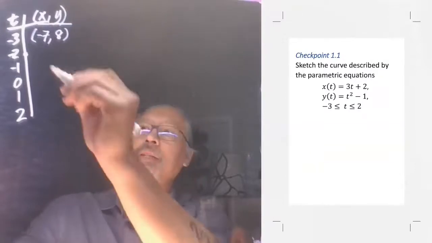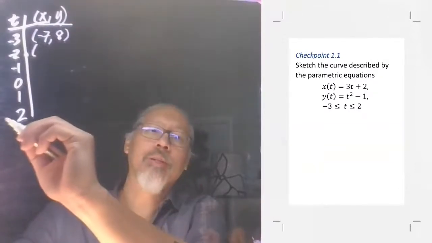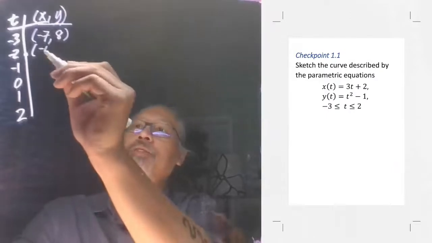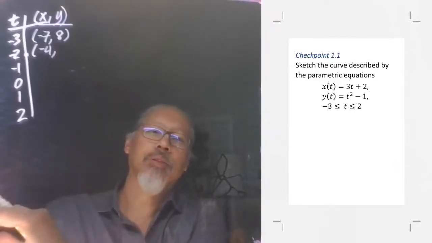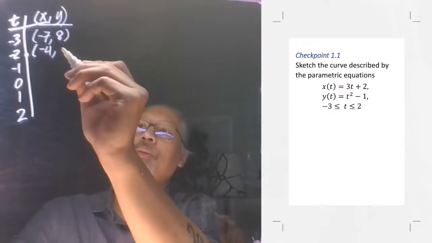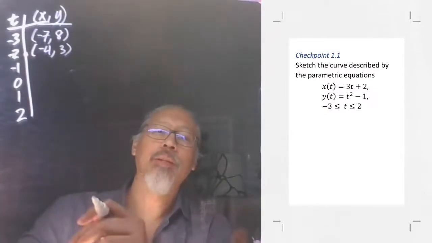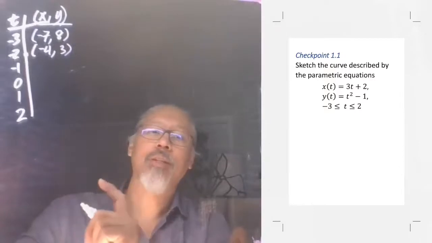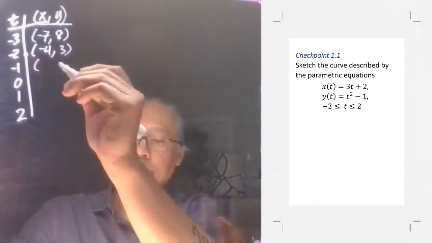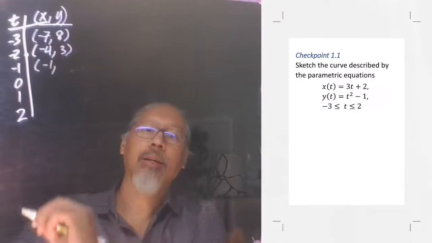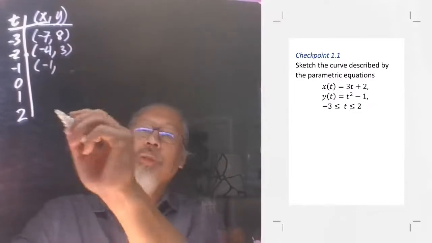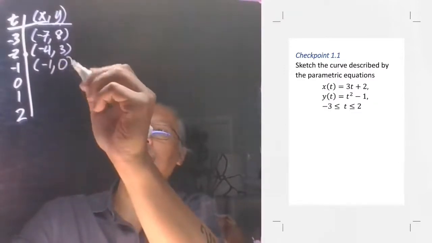Let's put negative 2 in. Negative 2 times 3 is negative 6, plus 2 is negative 4. Negative 2 squared is 4. 4 minus 1 is 3. And then let's put negative 1 in. That's going to be negative 3 plus 2, so that's negative 1. And then negative 1 squared is 1, and 1 minus 1 is 0.